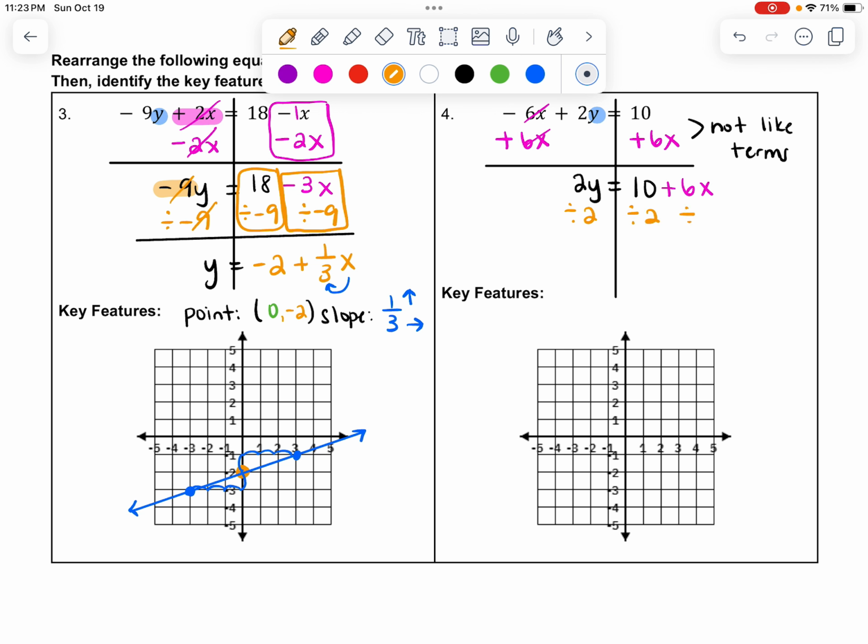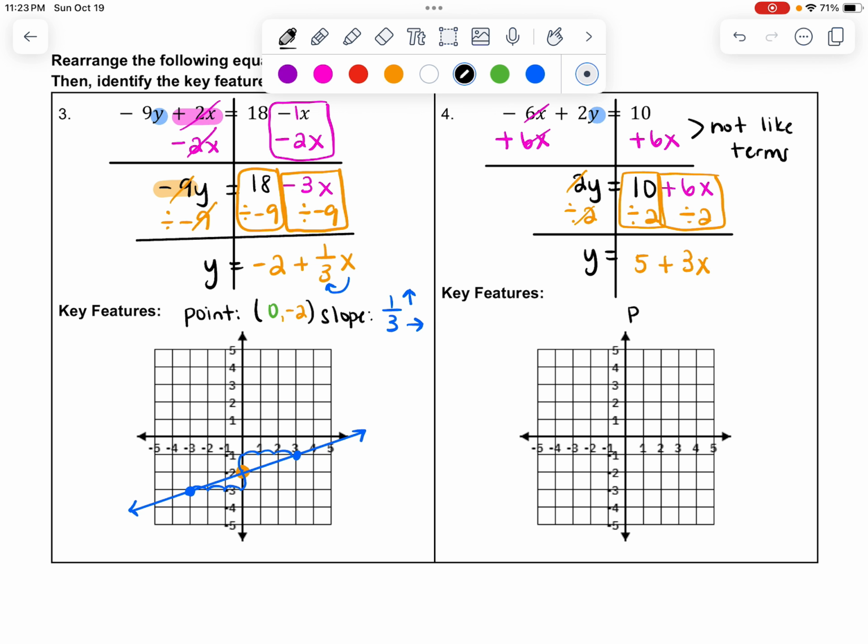Then I need to get rid of this 2, so I'm going to divide by the 2 on both sides. But the rule for dividing is we need to divide everybody. So my 2's cancel, and I get y. 10 divided by 2 is a nice number. It's 5. And 6 divided by 2 is also a friendly number. It's just 3x.